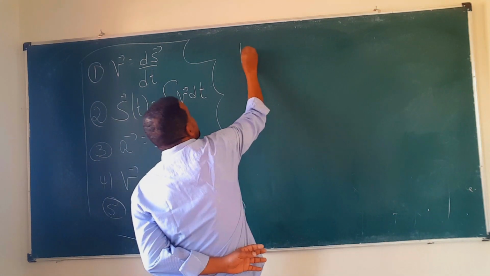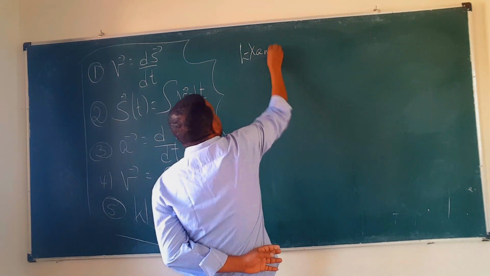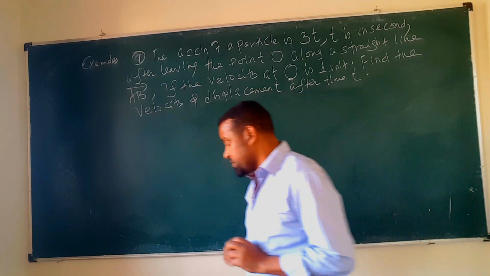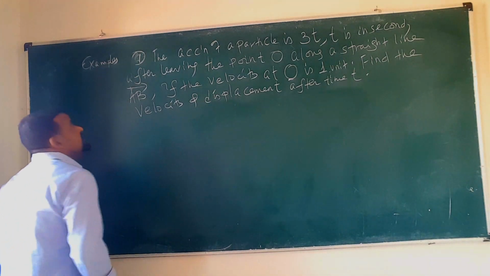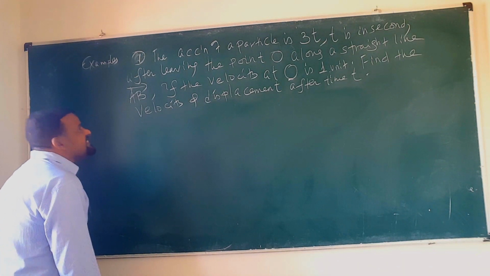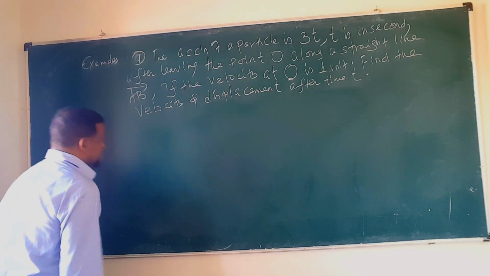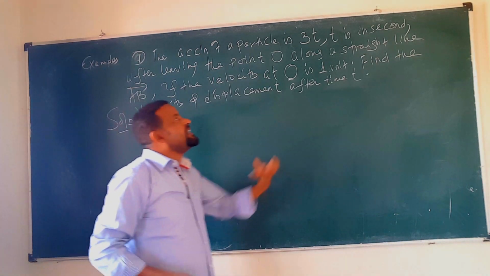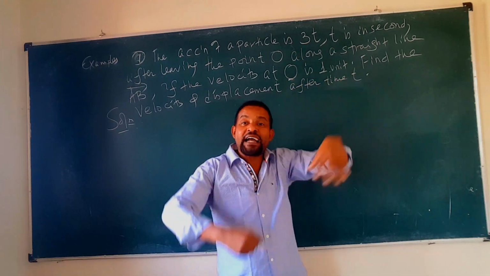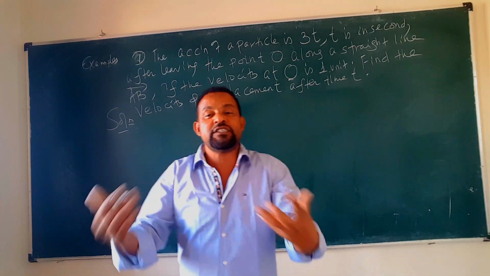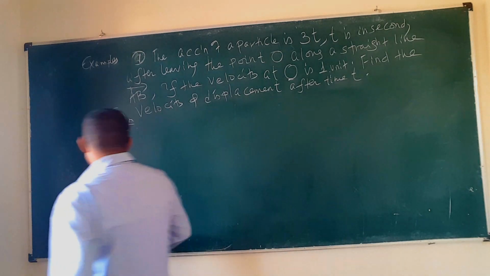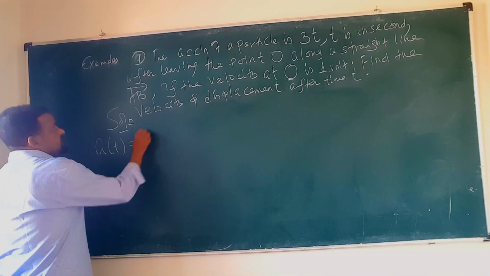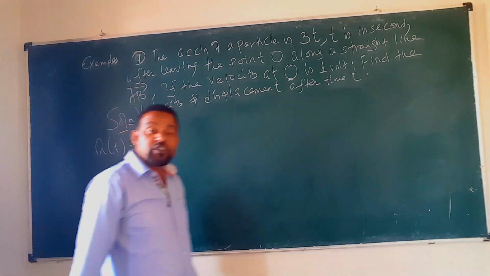So now let's do examples, of course, from your textbook. Okay, the first example is that the acceleration of a particle is 3t, where t is in seconds. So the solution is, look, the acceleration of a particle is given as a function of t. Acceleration a of t is given by 3t, where t is, of course, in seconds.